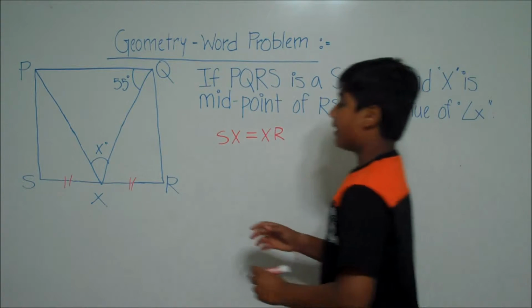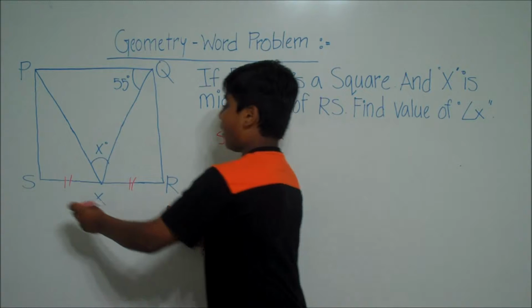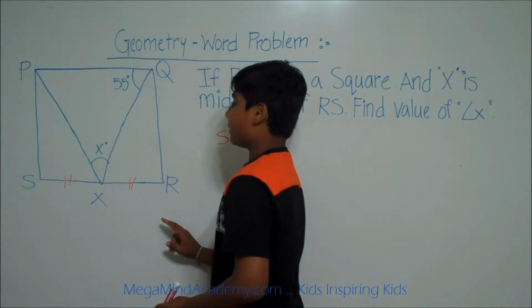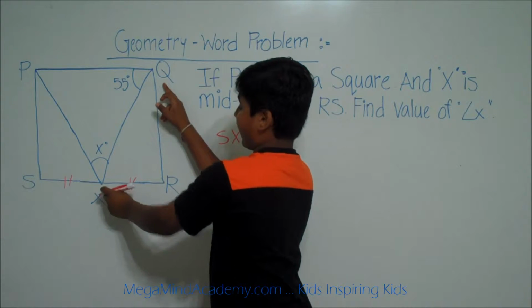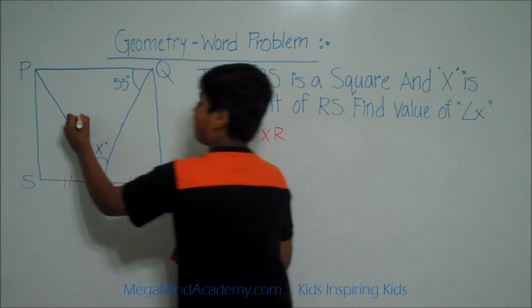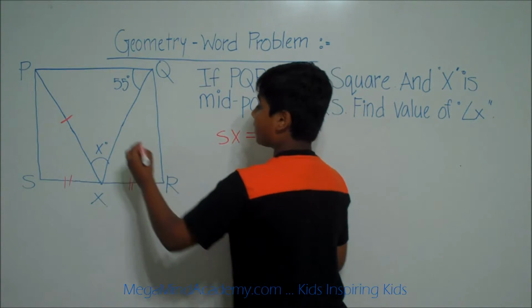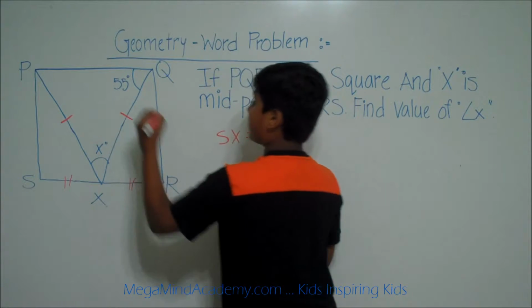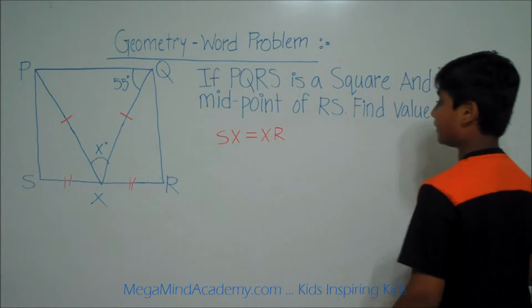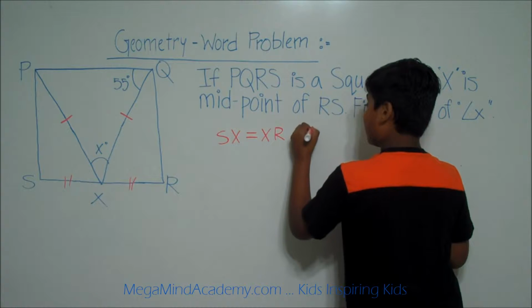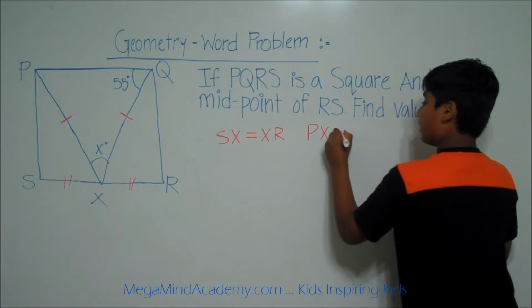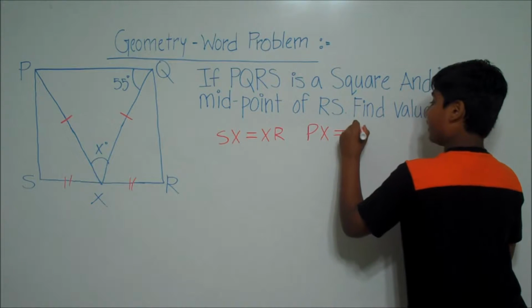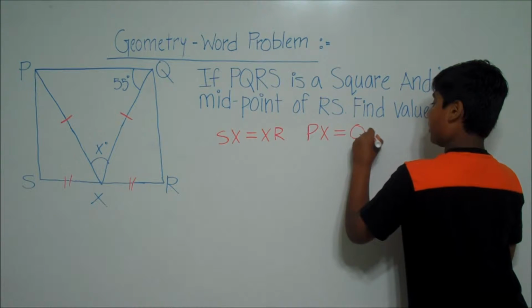So if X is the midpoint of RS, then that means that PX is equal to QX. Let's write that down. PX is equal to QX.